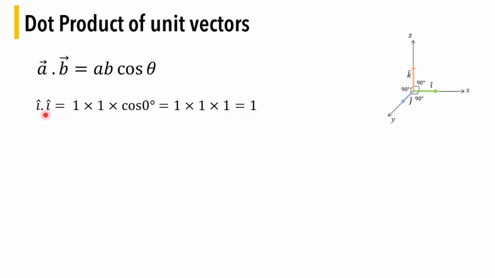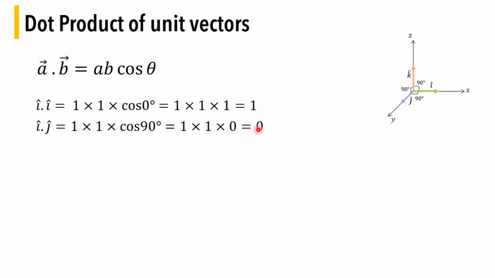Okay, now let's take a dot product between i and j. So unit vector i and unit vector j both will have a magnitude of 1. 1 times 1, and the angle between them is 90 degrees. You can see here, this is i and this is j, because i is along the x-axis and j is along the y-axis. The angle between them is 90 degrees, and cos of 90 we know is equal to 0.